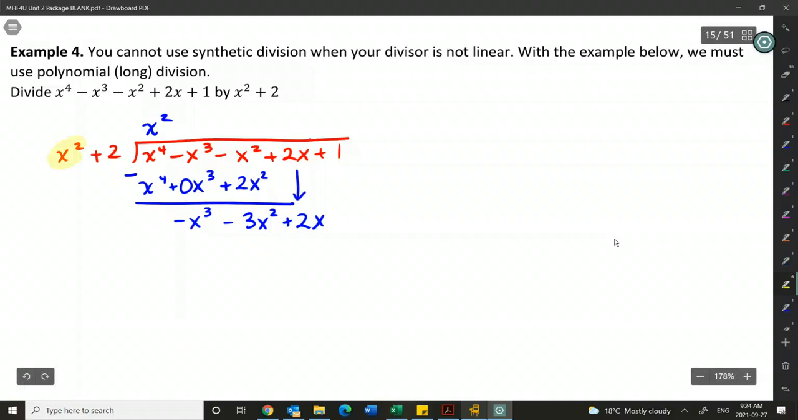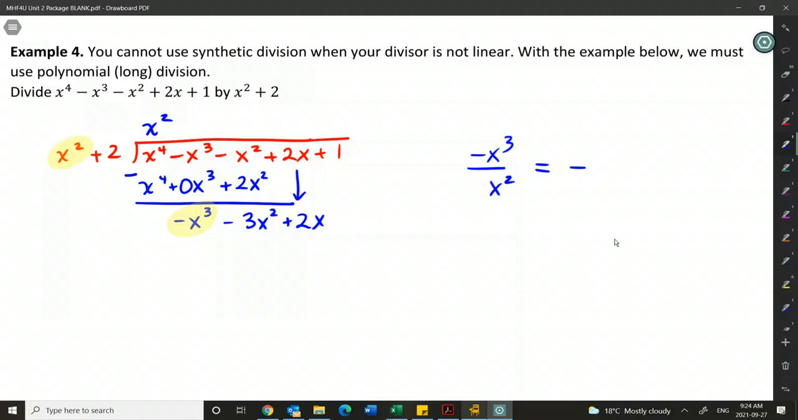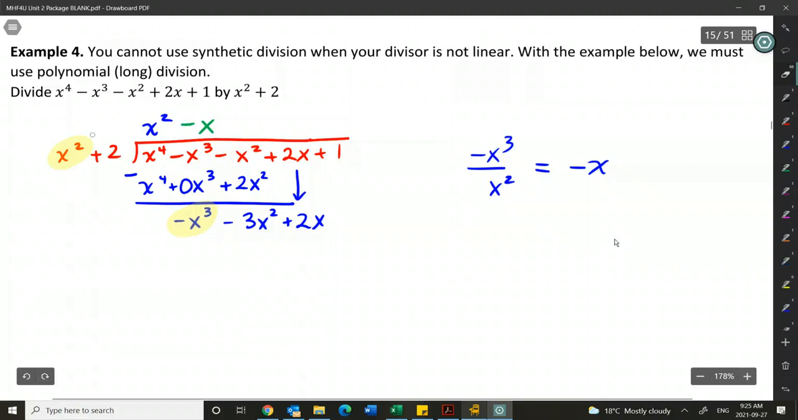Okay, now we're doing x squared into negative x cubed. If I'm not sure what that is, I'm going to write it over here. Of course, I'll have a negative 1 left, and then x cubed divided by x squared, I'll be left with just 1x, so it should be negative x. That's what we'll put up here. So negative x, multiply. Okay, so we did our divide. We're going to follow divide, multiply, subtract, and repeat.